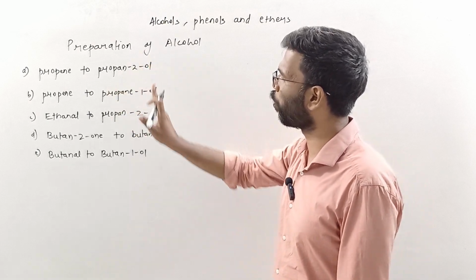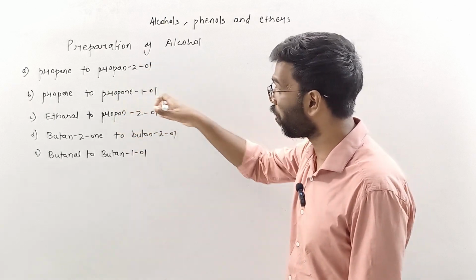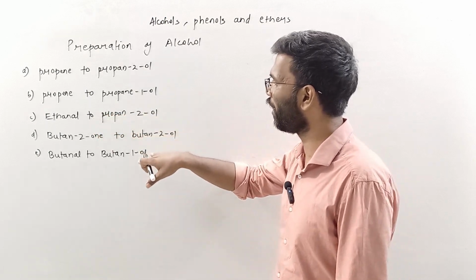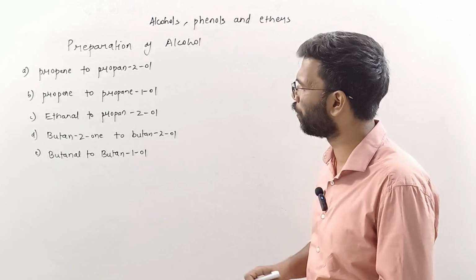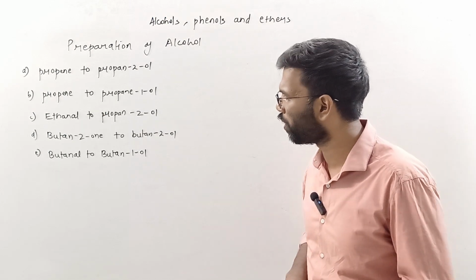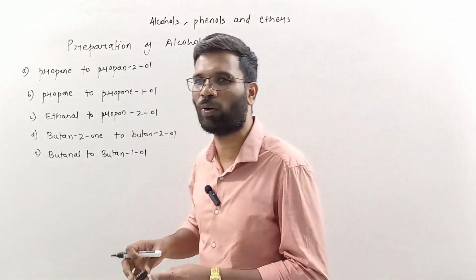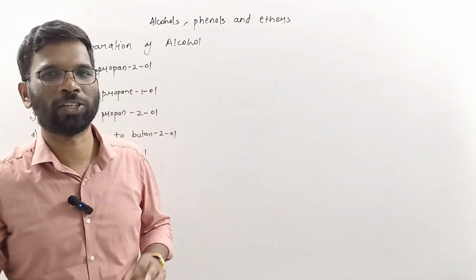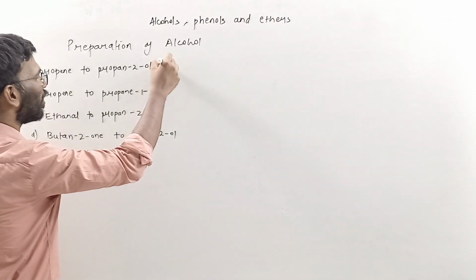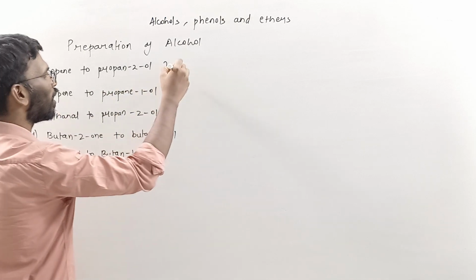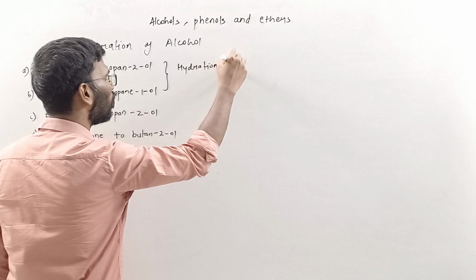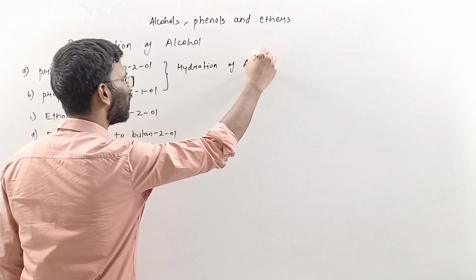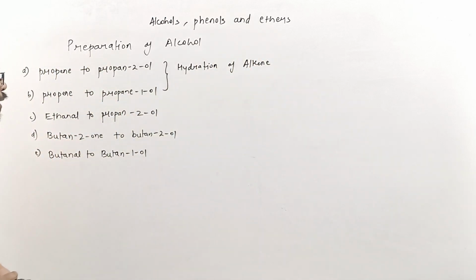The questions are: propene to propan-2-ol, propene to propan-1-ol, ethanal to propan-2-ol, butanone to butan-2-ol, and butanal to butan-1-ol. How will we sort this out? There are 3 important preparation methods, so I will categorize. This is hydration of alkene. This category is hydration of alkene.